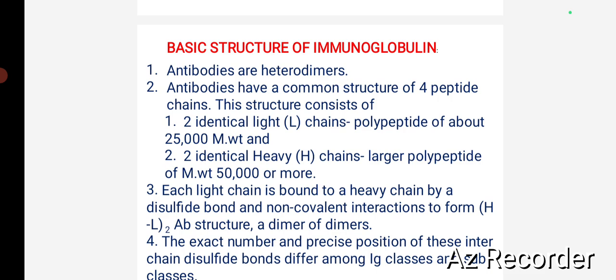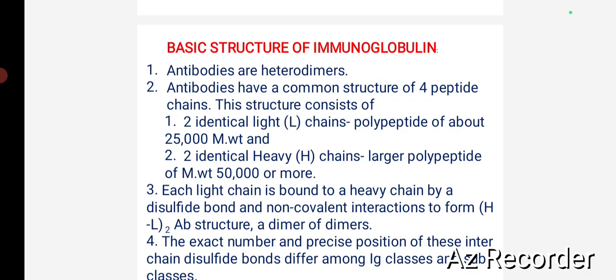Antibodies have a common structure of four polypeptide chains. The structure consists of two identical light chain polypeptides of about 25,000 molecular weight. This is for the light chain. Next one, two identical heavy chains, which are the larger polypeptide chains. In the center, both chains are larger polypeptides. The outer two chains are light chains. The heavy chain molecular weights are 50,000 or more.